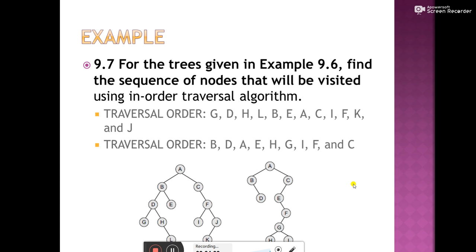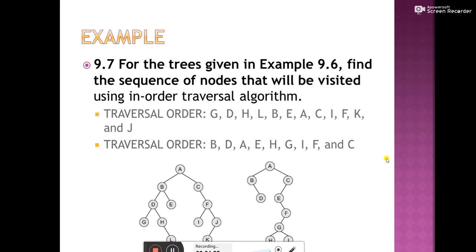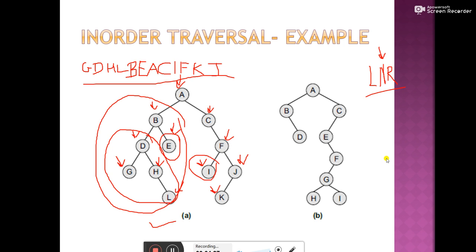Let us see the solution. G, D, H, L, B, E, A, C, I, F, K and J. So this is how we are going to perform in-order traversal of a tree. Now try to trace the in-order traversal for this tree and check by yourself whether you get the same answer. So this was all about traversing a tree in order. So this was the example. Now I hope you have got to know how to traverse a tree in order manner.